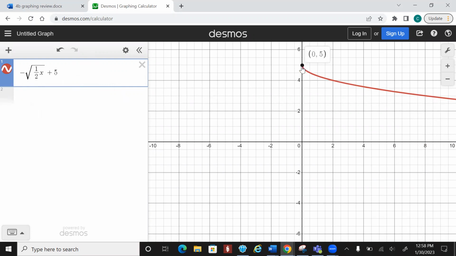So what's going to happen is the domain is my farthest left x value to my farthest right. So what's my farthest left x value? 0. What's my farthest right x value? Positive infinity. What's my lowest y value? Negative infinity. What's my highest y value? Okay. There's my domain and range.